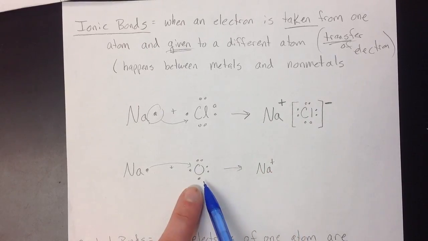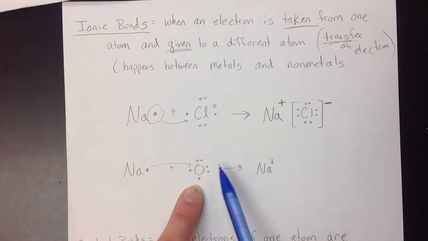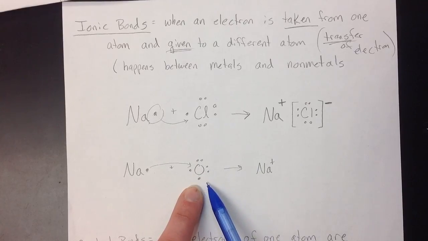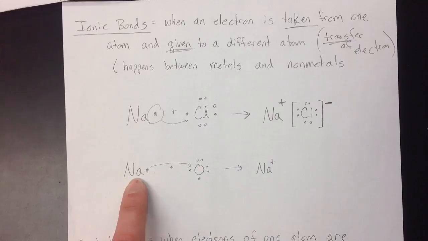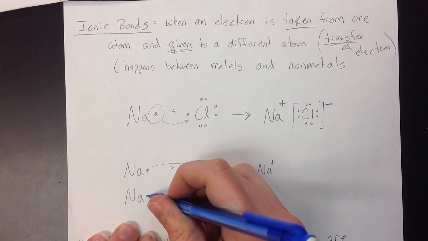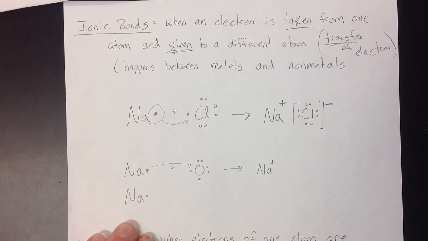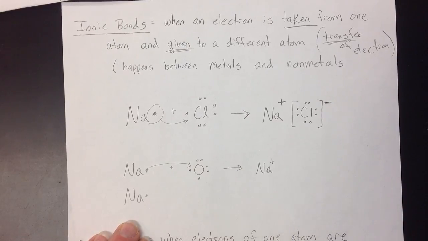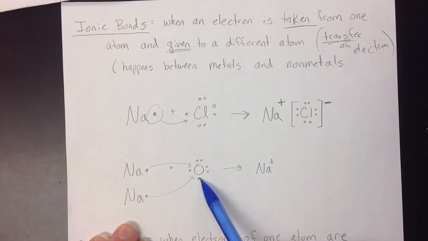But oxygen's not a happy camper yet. We don't have 8 electrons around oxygen. So in a compound between sodium and oxygen, it would require another sodium in order to donate all of the electrons to go to oxygen. So this electron could come and pair up with this one, and then I would have 1, 2, 3, 4, 5, 6, 7, 8 electrons.